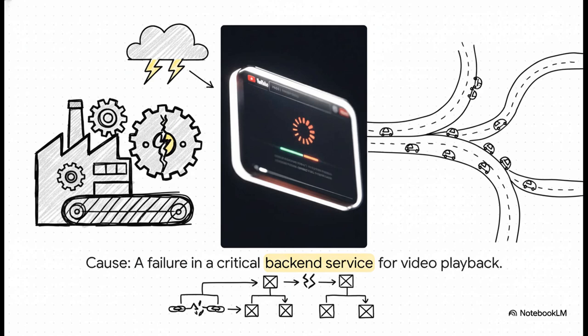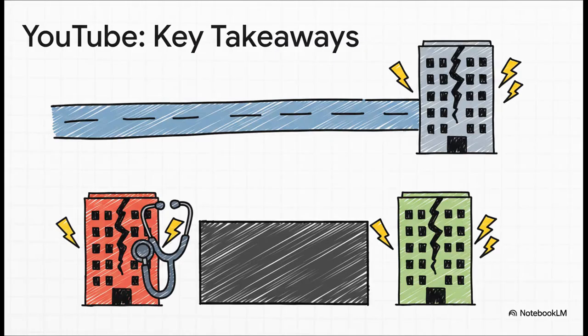All the evidence pointed to a failure deep inside YouTube's application layer. Some back-end service, something a user never even sees, that handles the complicated job of putting together and delivering the video stream, had failed. The roads were fine, but the factory that actually puts the cars on the road was broken. This case is the perfect example of our second big idea.